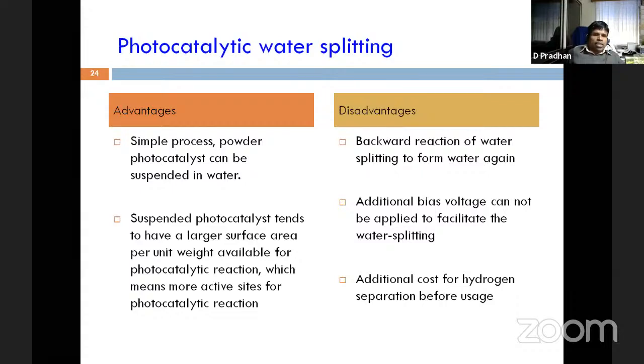And the second thing is that additional bias voltage cannot be applied to facilitate water splitting. As we know, water splitting reactions occur practically at a voltage of 1.8 to 1.9 volt. So if the semiconductor is not good enough or cannot produce that much voltage, you cannot additionally put a voltage to facilitate the water splitting reaction. And the third thing is the additional cost for hydrogen oxygen separation. This has to be done in photocatalytic water splitting.